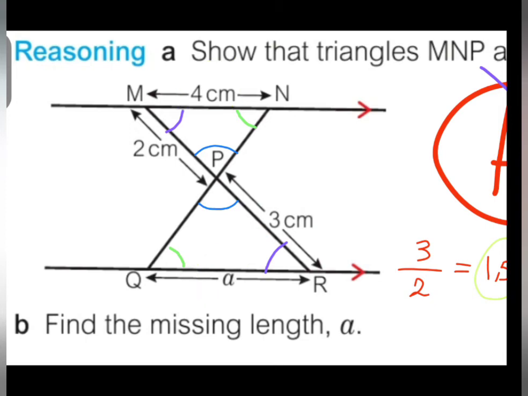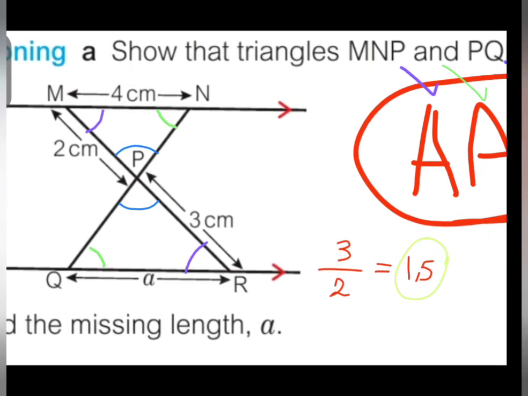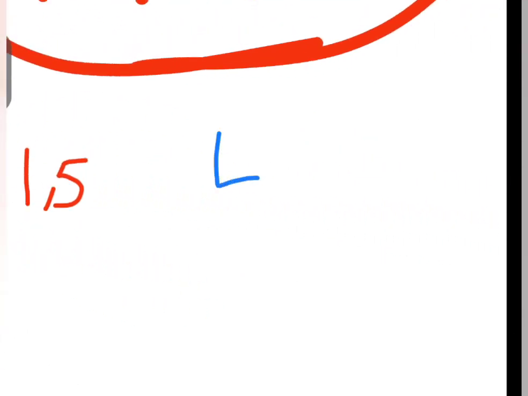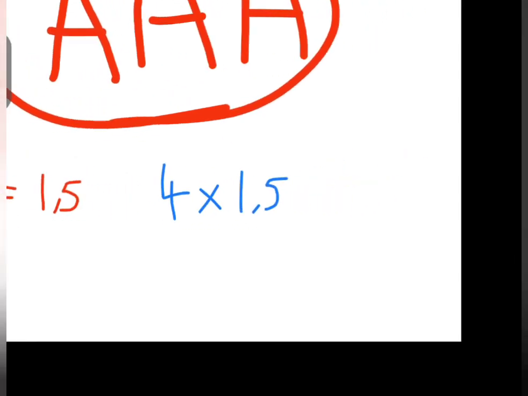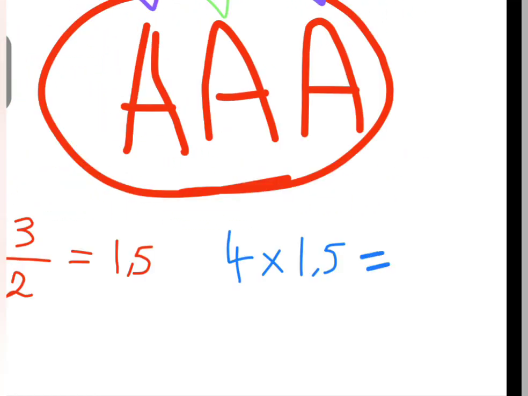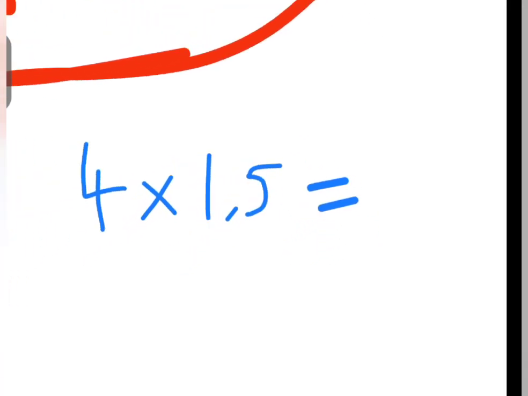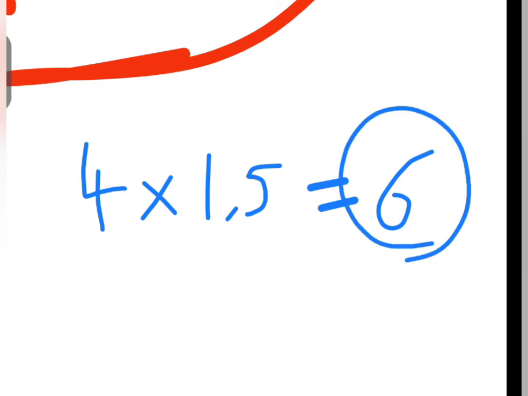And because I'm trying to find the big side, I take the small side and multiply it by the scale factor. Now, I will multiply 4 by 1.5. Let's do it here. 4 multiplied by 1.5. Now, the answer is what? Very good. The answer is 6. You can use the calculator to answer these questions. Now, A is 6. Let's put it there.